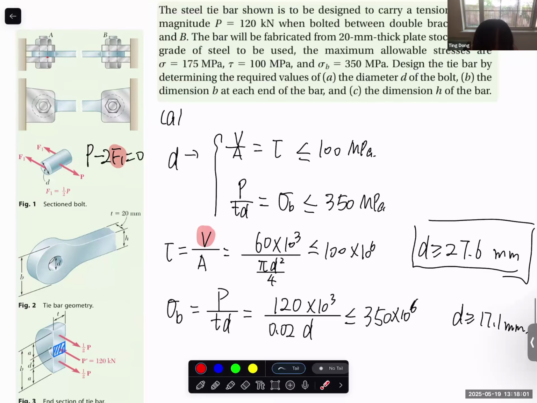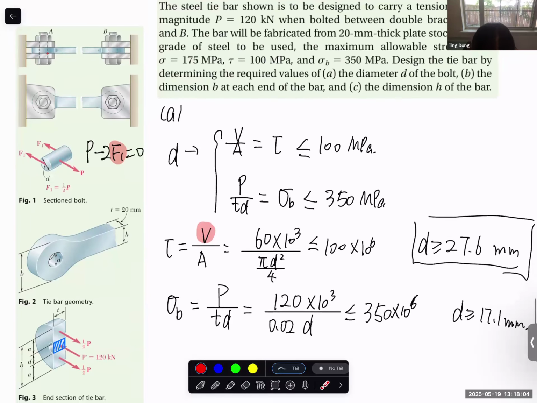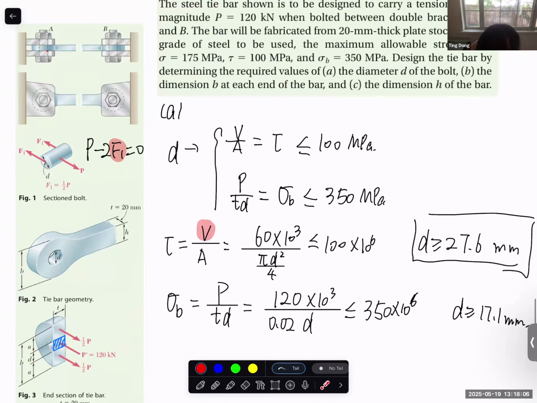Okay, now move on to part B. The dimension B at each end of the bar. And it's symmetric, of course, on this side and this side. So this is B, this is B. So how do we calculate this B? What stress do we need to consider?